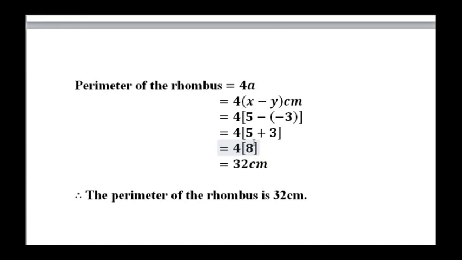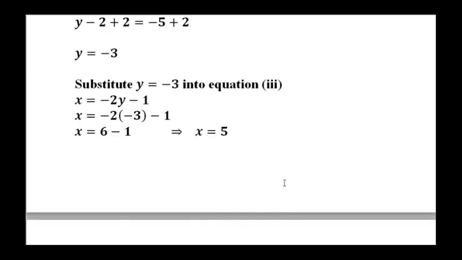I'll take any side of the rhombus denoted as x - y centimeter and substitute the values of the variables x and y into this expression. We get 4 times (5 - (-3)). Negative times negative is positive. 5 + 3 is 8, and 8 times 4 is 32 centimeter, which is the total perimeter of the rhombus. Therefore, perimeter of the rhombus is 32 centimeter.